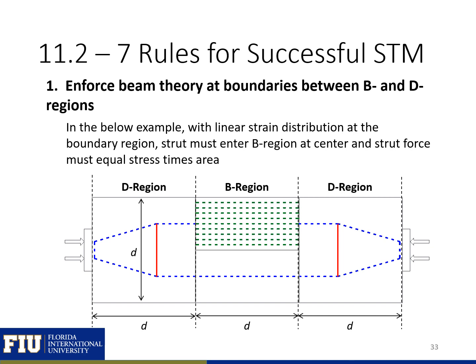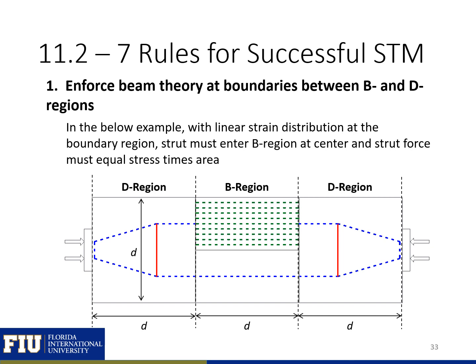We will next talk about 7 rules for successful strut and tie modeling. The first, or one of the early steps of the strut-and-tie method, is developing a model to represent your flow of forces, or flow of stresses, through your structure. So there are 7 main rules that we can follow to set up a successful model.